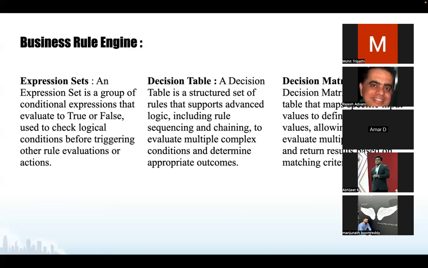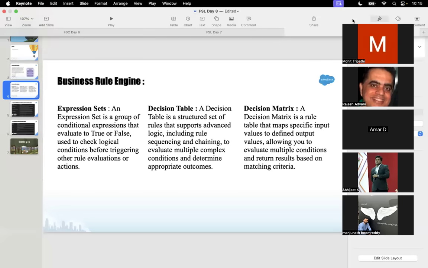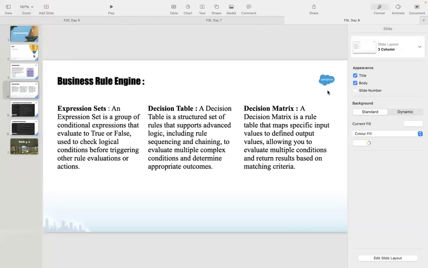Before decision table, let's understand what is the decision matrix. A decision matrix is a rule table that maps specific input values to defined output values, allowing you to evaluate multiple conditions and return results based on matching criteria. So in the decision matrix, let's say you have an Excel where you have three input columns and one output column. It will define for what input we will have what output. It will iterate through all the rows of that table and will give you the output.